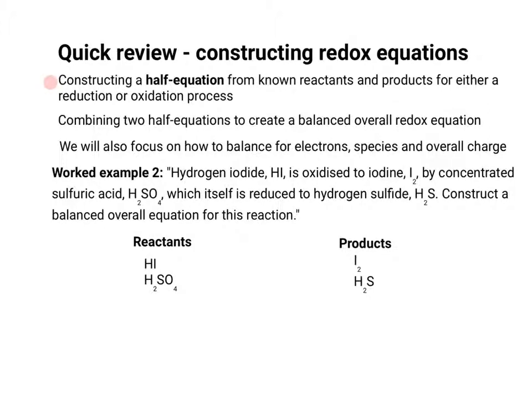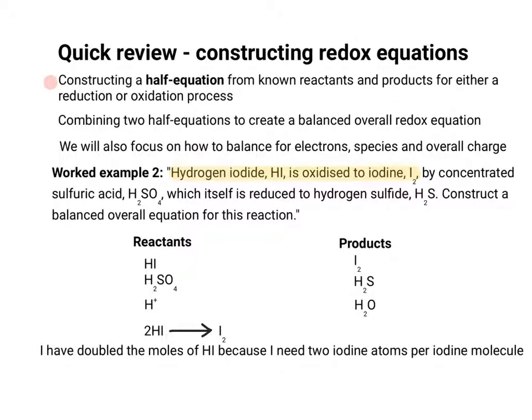So if we put the reactants and the products as listed in the question, you'll obviously see that the oxygens that are present in H2SO4 don't seem to be present in the H2S. So where have they gone? This is where the idea of H+ and H2O comes in, like we talked about a minute ago. So let's start with the oxidation. Hydrogen iodide is oxidized to iodine. So I've doubled the moles of HI because I need 2 iodine atoms per iodine molecule.